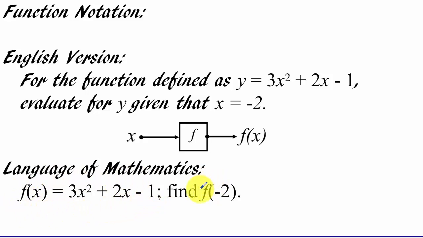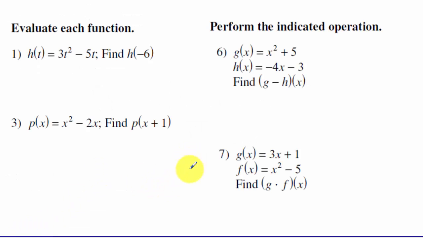And then when we use the function, we are asked to evaluate or find a value of a function. To do that, we will be plugging this value into the function. So this is a compact way of stating in English this. This down here means for the function defined as y equals 3x squared plus 2x minus 1, evaluate for y given that x equals negative 2. So again, mathematicians like to be compact. So here are some sample problems doing function evaluation, and then we'll talk about function operations.